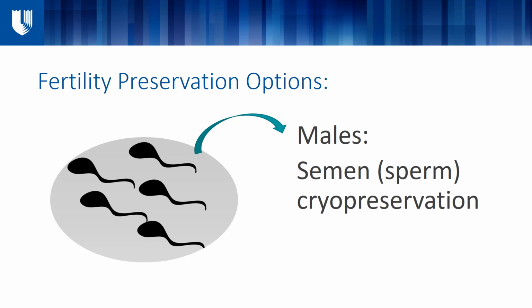For boys or men, fertility preservation includes freezing sperm. This is also known as sperm cryopreservation. It is most often done by making a semen sample through self-masturbation. Some boys or men will need surgery to try to find sperm inside the testicles.